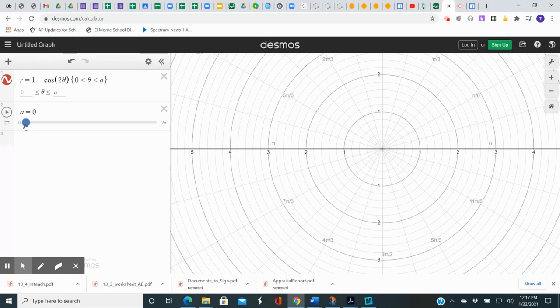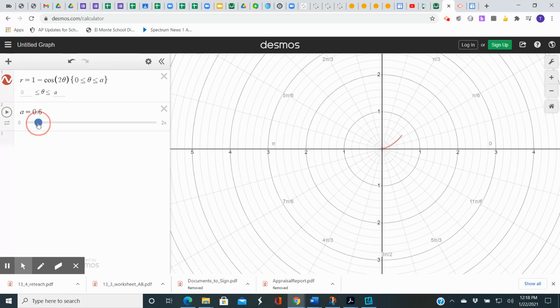So I start at theta is equal to 0. And you can see that when theta is equal to 0, I have a point at the pole. Because when you substitute 0 for theta into the polar equation, you get 2 times 0 is 0, cosine of 0 is 1, 1 minus 1 is 0.